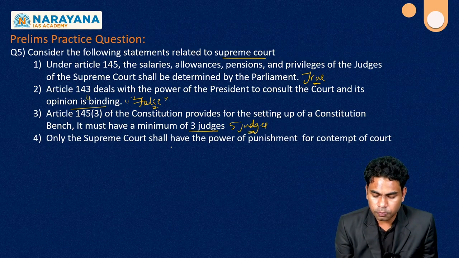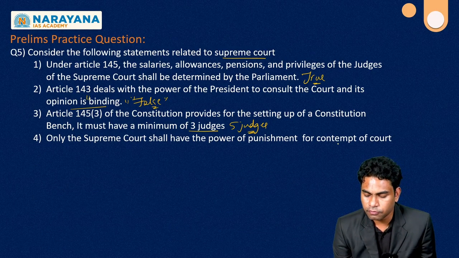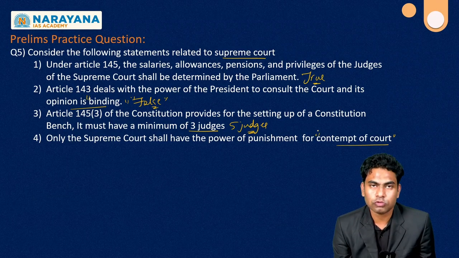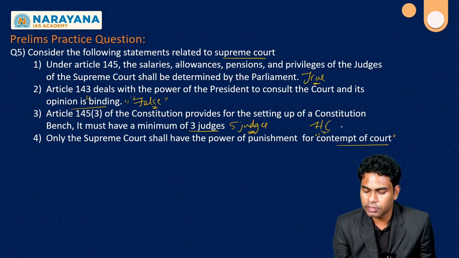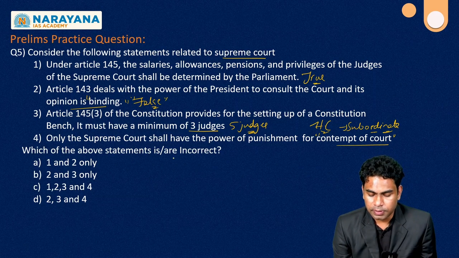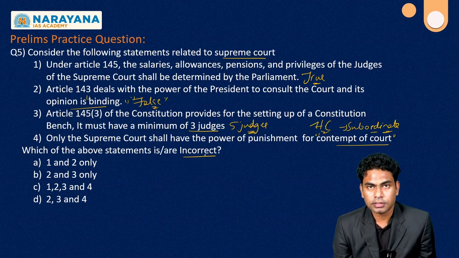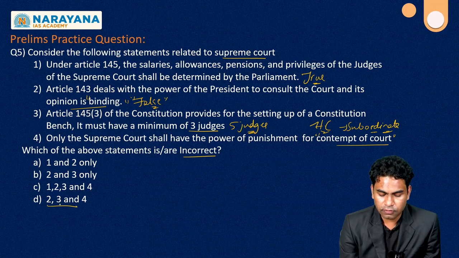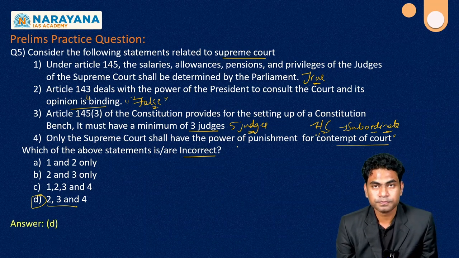Next, only the Supreme Court shall have the power of punishment for contempt of court. This too is false. As you know, even the High Courts and the subordinate courts have the power. Which of the above statements is or are incorrect? The answer is 2, 3, 4, D.